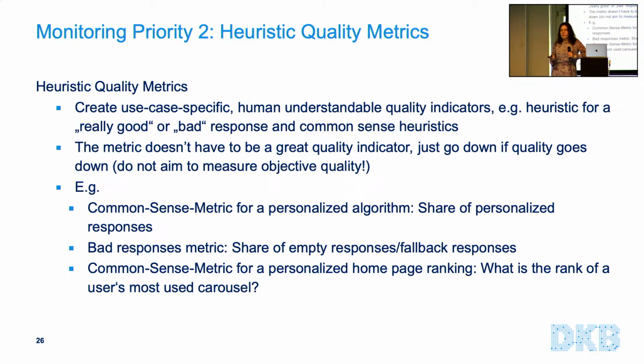So it's a good idea to have some common sense heuristics for your business case. And as I said, they don't have to be great quality indicators, they just have to go down if the quality goes down. In recommendation, I had something like the share of personalized responses. If it's a personalized use case, that was also a great quality indicator. And I also had a heuristic for bad responses, which was the share of empty responses or fallbacks.